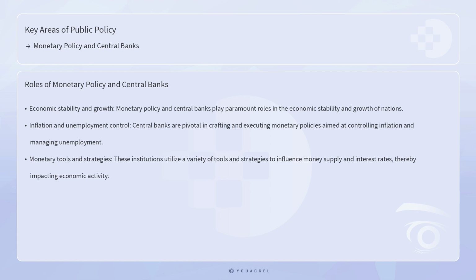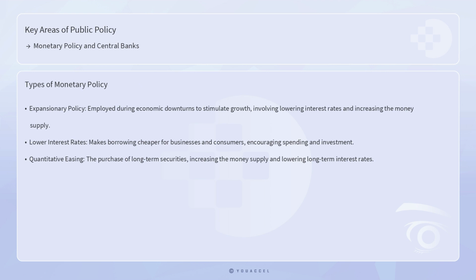These institutions utilize a variety of tools and strategies to influence money supply and interest rates, thereby impacting economic activity in profound ways. Monetary policy can be broadly categorized into two types: expansionary and contractionary. Expansionary monetary policy is typically employed during periods of economic downturns to stimulate growth. This involves lowering interest rates and increasing the money supply.